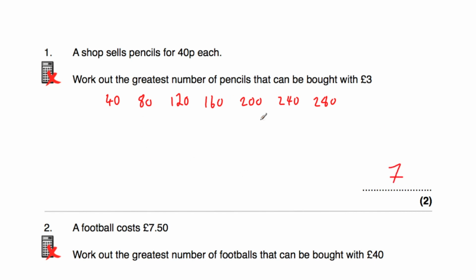Alternatively, we could use the bus shelter method and do 300 divided by 40. So we start off by saying how many 40s go into 3? 0, remainder of 3. How many 40s go into 30? 0, remainder of 30. And then we're left with how many 40s go into 300, and you'd write down the multiples of 40 and it'd be 1, 2, 3, 4, 5, 6, 7. So there'd be 7. And we'd have a remainder of 20 because 300 take away 280 is equal to 20. So we've got 7, remainder 20. So the greatest number of 40p pencils that can be bought for £3 would be 7.